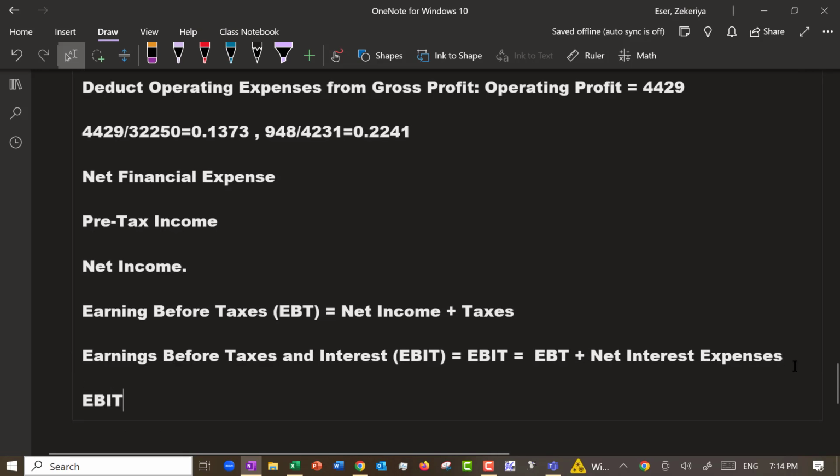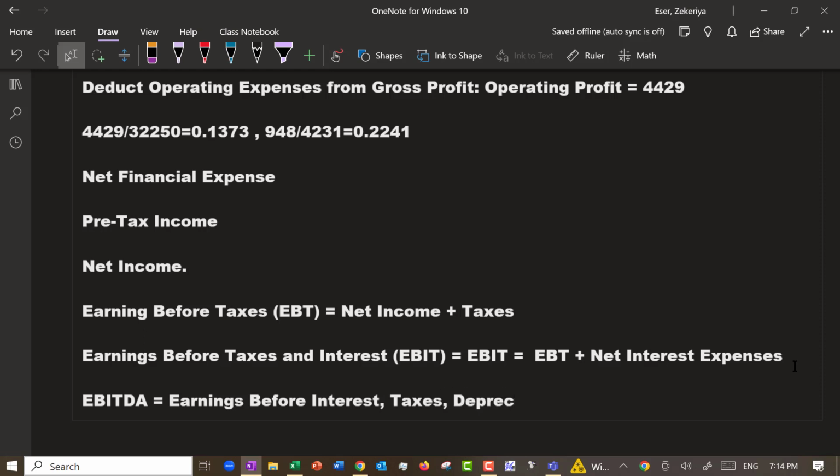There is another term we're going to use quite a bit. It's called EBITDA, earnings before interest, taxes, depreciation, and amortization. Amortization is kind of a depreciation. Sometimes you take certain assets and you amortize them according to schedule.